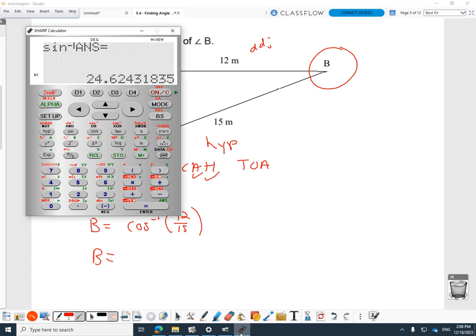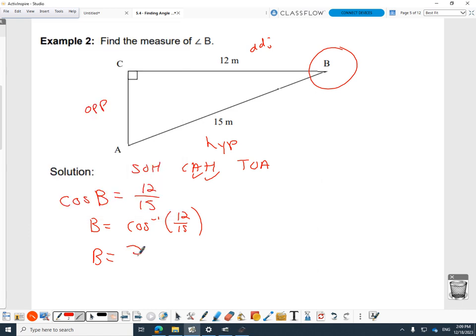You hit shift or second function and you hit cos and it comes up with a little cos and a -1. Then you open a bracket and you type in 12 over 15 or 12 divided by 15. It doesn't matter whether you do a divide or do a fraction. What do you get when you type that in? Try it right now, see if you type it in. 36.86, we'll call that 37 degrees. You got questions? Yeah, I love it. We're just going to find the last angle, though.